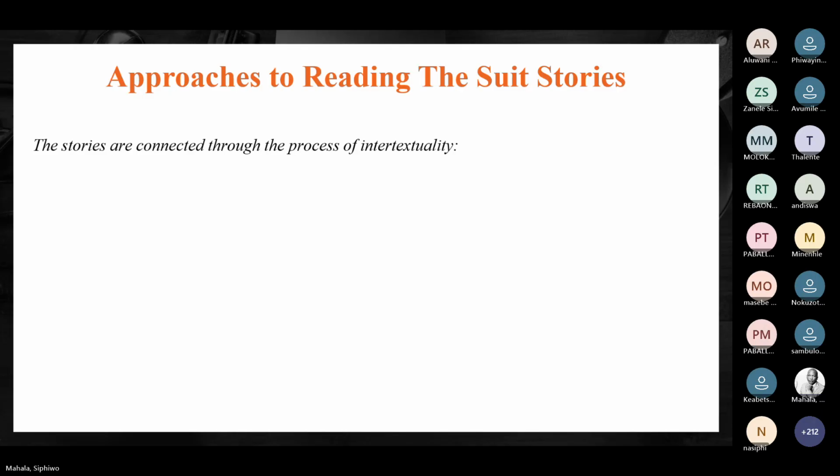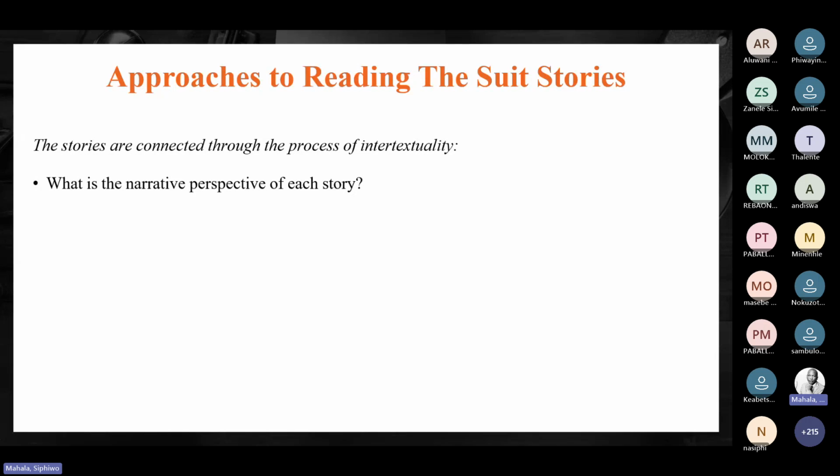Now, going back to methods that you could use in reading these stories. And these are elements, are questions that you need to ask yourself as you prepare for the exam or for the assessment. Because we know that you will be asked about these three stories, that they are related, all right?